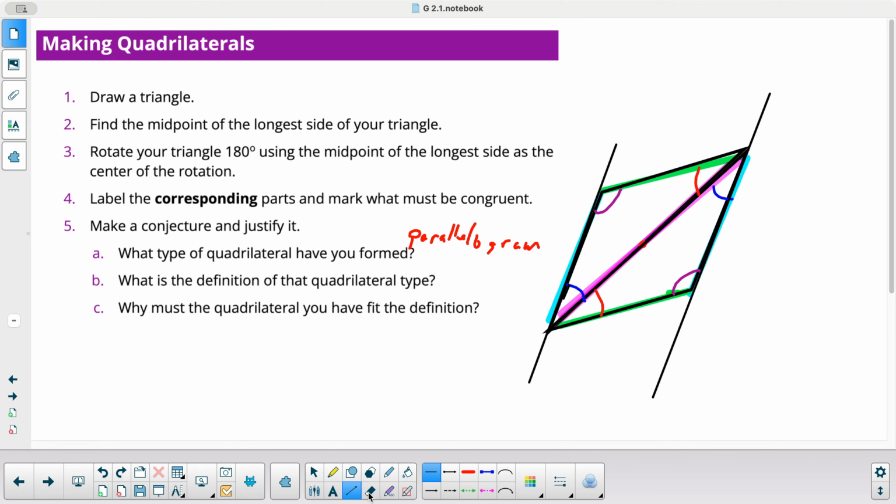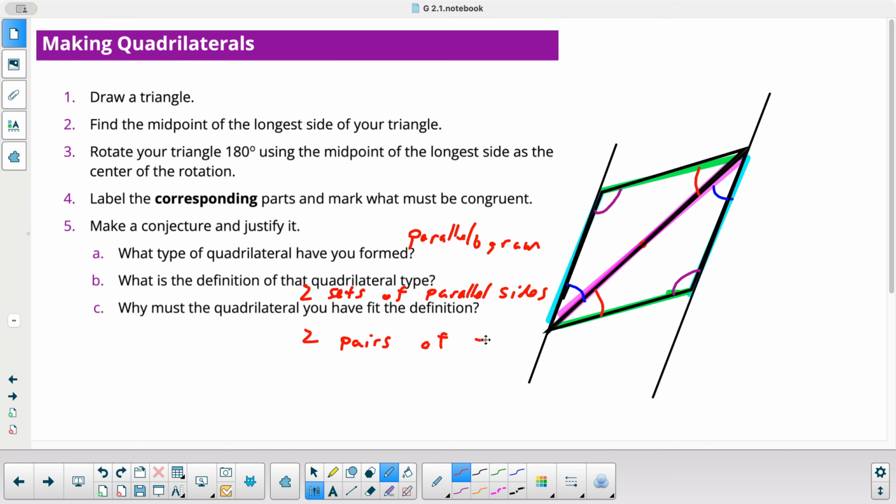So what is the definition of that quadrilateral type? Two sets of parallel sides. What must the quadrilateral you have? Why must the quadrilateral you have fit the definition? We have two pairs of congruent alternate interior angles. Okay.